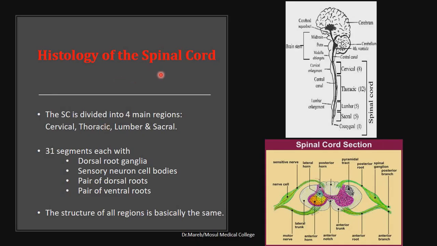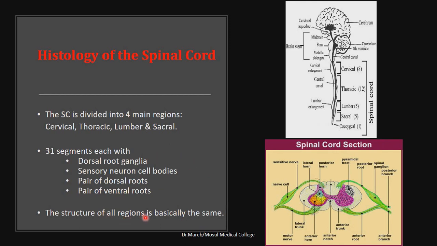Histology of the spinal cord. The spinal cord is divided into four regions. The first one is cervical, the second is thoracic, third lumbar, fourth sacral, and coccygeal one. Now these totally, they are 31 segments. Each one of these segments has dorsal root ganglia, and they have sensory neuron cell bodies. And they have a pair of dorsal roots and a pair of ventral roots.